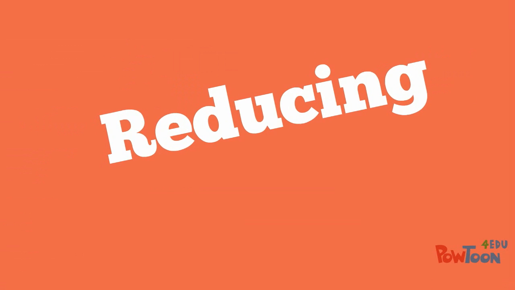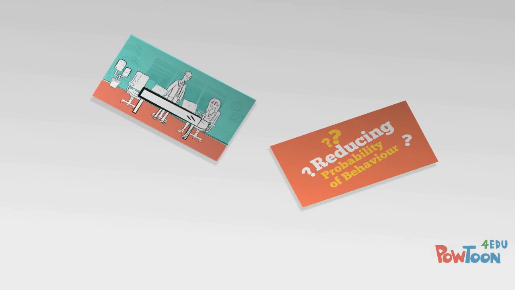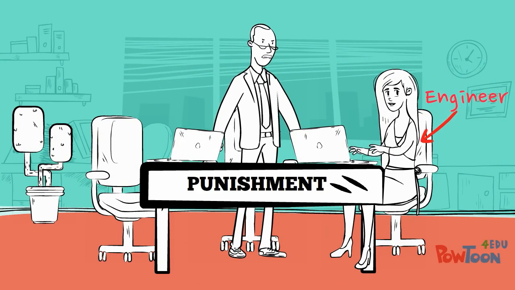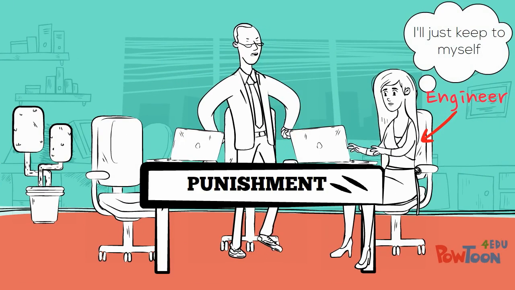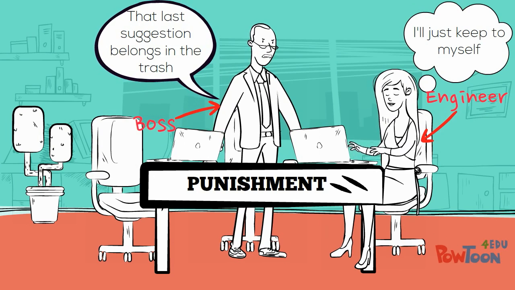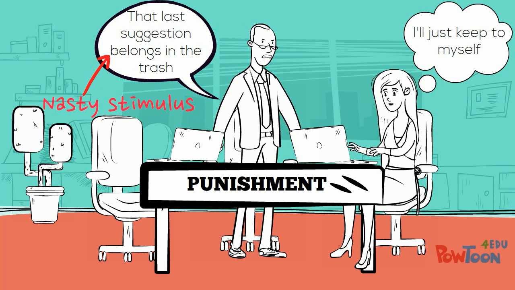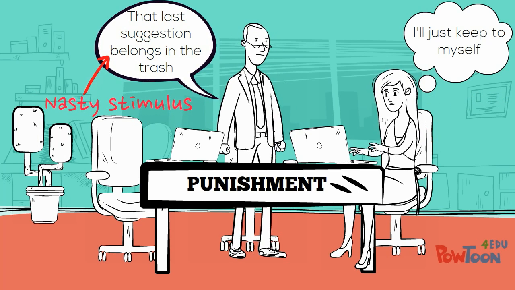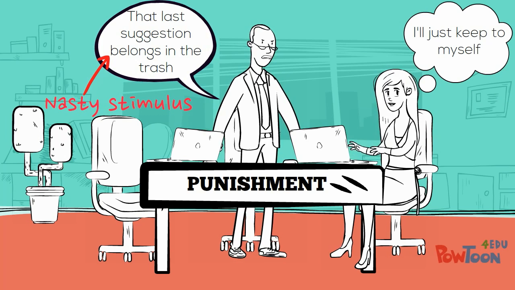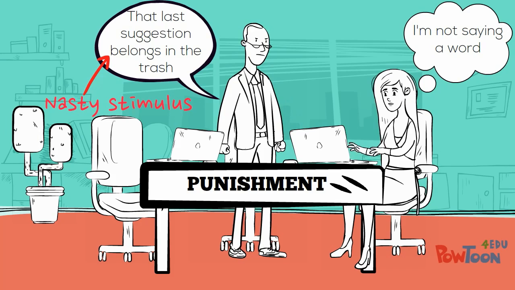But what about reducing the probability of behavior occurring? In this third scenario, an engineer stops providing suggestions for ways to cut costs because her boss always criticizes the suggestions harshly. Here, a nasty stimulus is introduced as a consequence to the behavior, the suggestions that is, in order to reduce the probability of that behavior occurring.